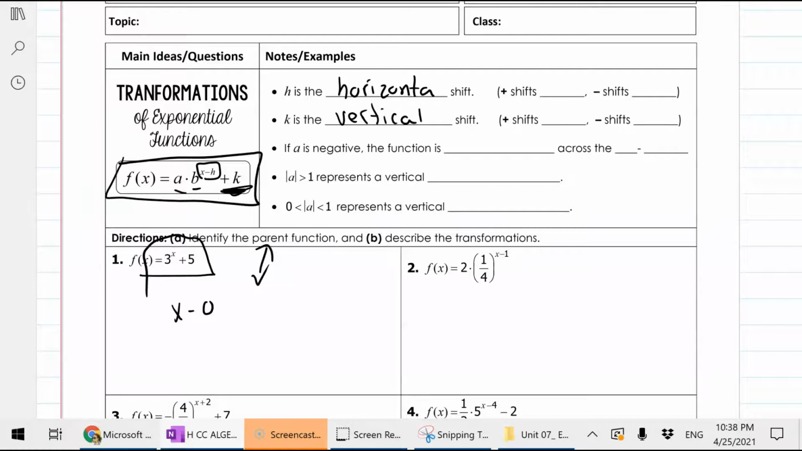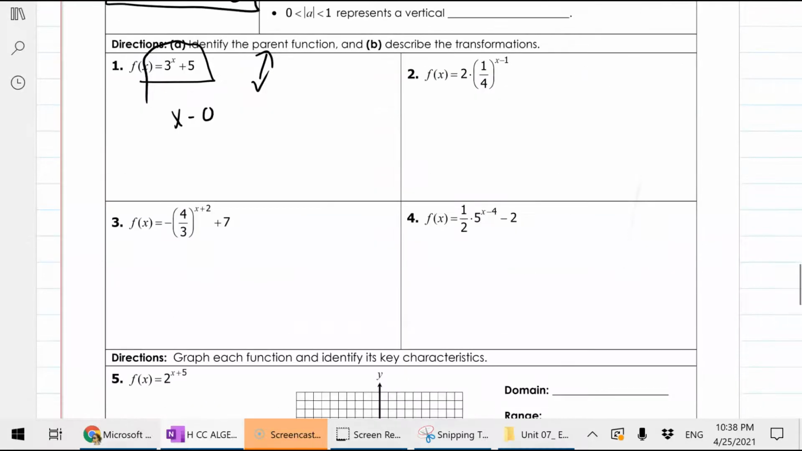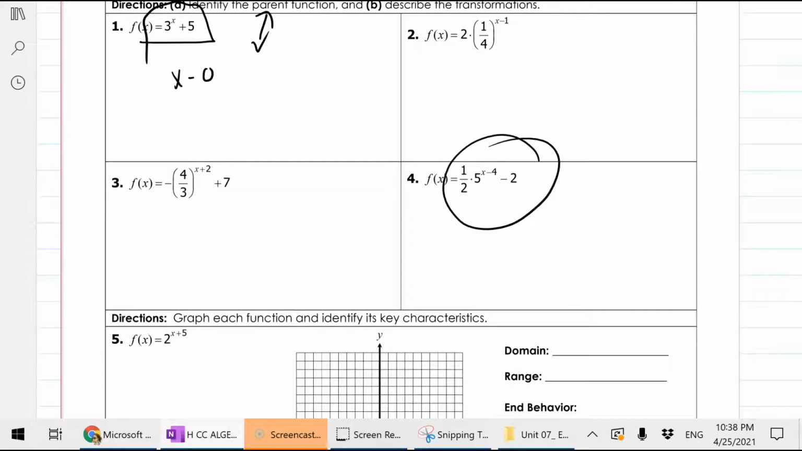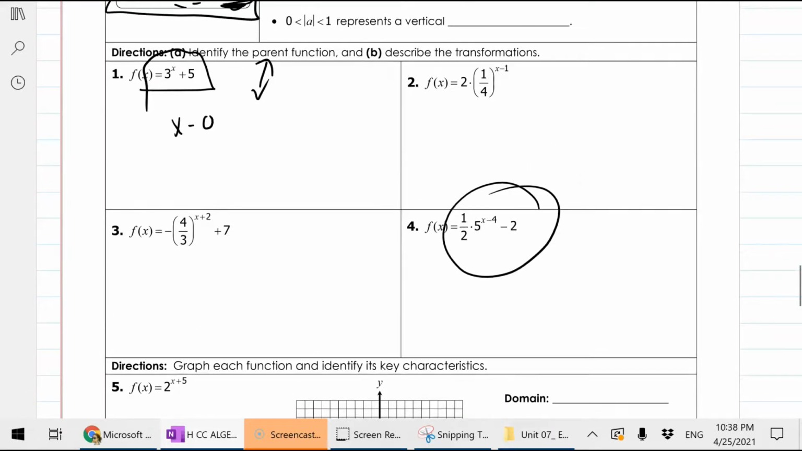So make sure you copy these notes down. You're going to need it. You are going to see something like this on the test. So what's happening? Well, your h here is 4. Remember, it's x minus h, so it's the opposite of it. And your k is negative 2. So basically, you're shifting 2 units down, and you're shifting 4 units to the right.